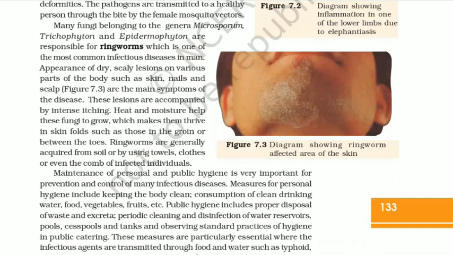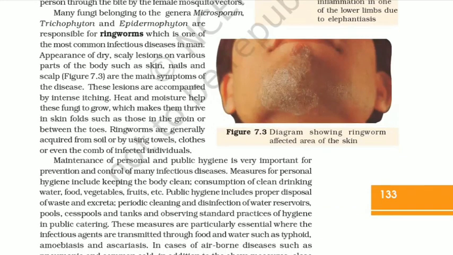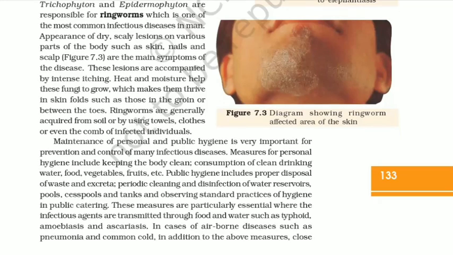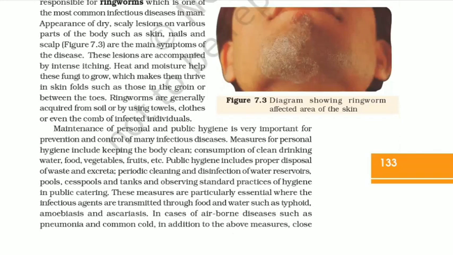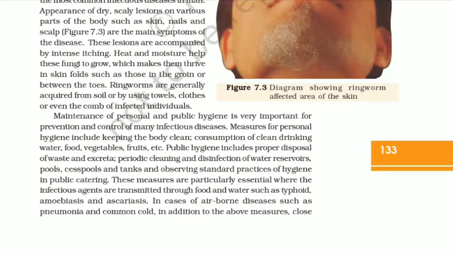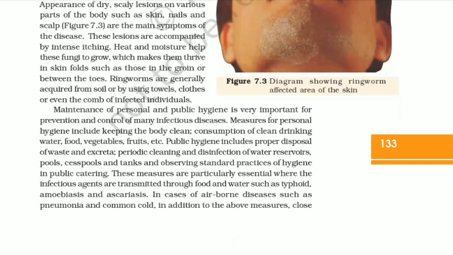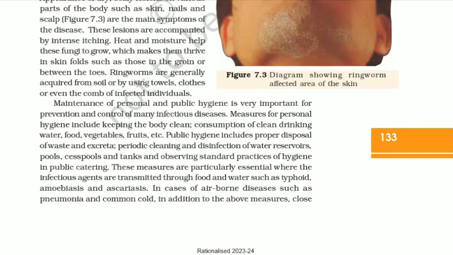Many fungi belonging to the genera Microsporum, Trichophyton and Epidermophyton are responsible for ringworms, which is one of the most common infectious diseases in man. Appearance of dry, scaly lesions on various parts of the body, such as skin, nails, and scalp, are the main symptoms of the disease. These lesions are accompanied by intense itching.